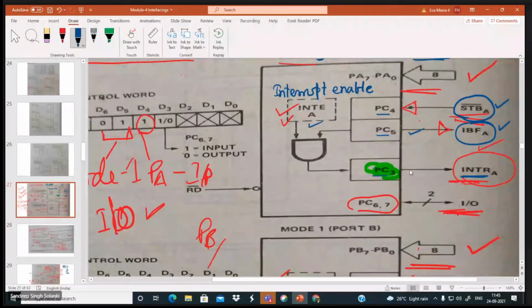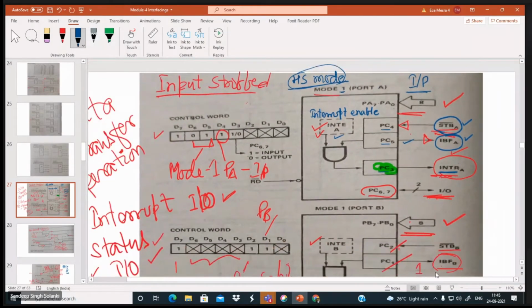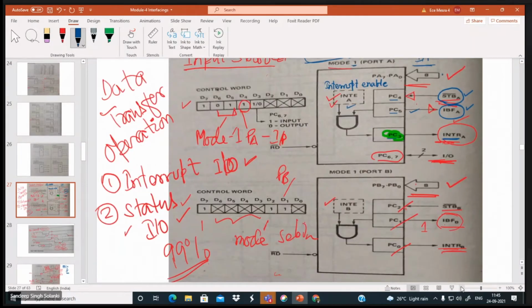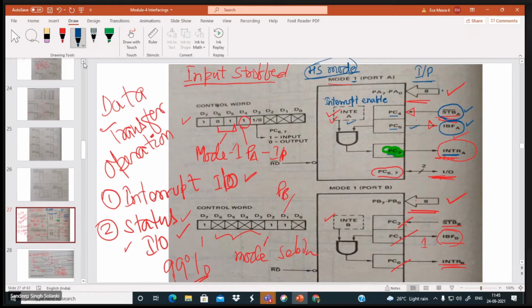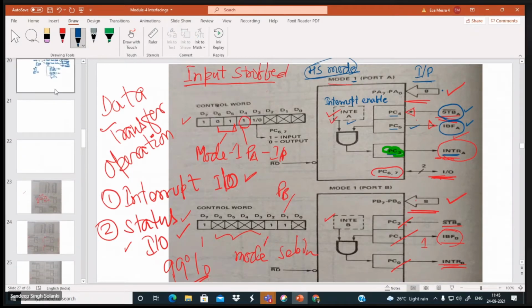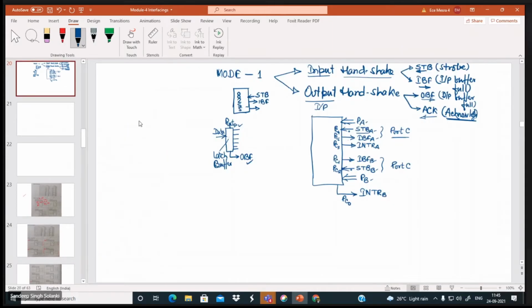Then only this interrupt will be generated. And you have been taught the ways of data transferring, and if you remember, what are the ways I have said for data transferring? I said that there are 2 ways of data transferring. One was programmed I/O.